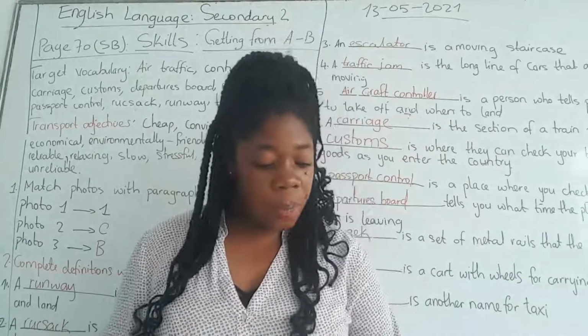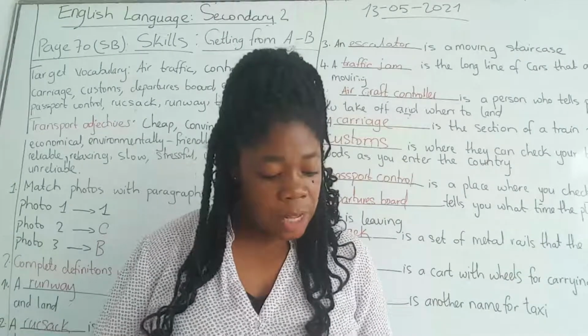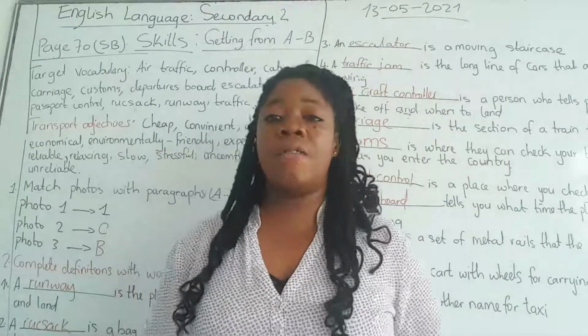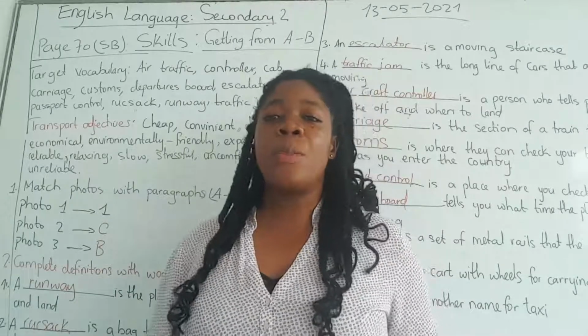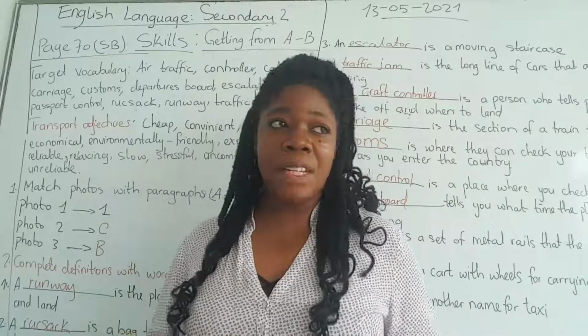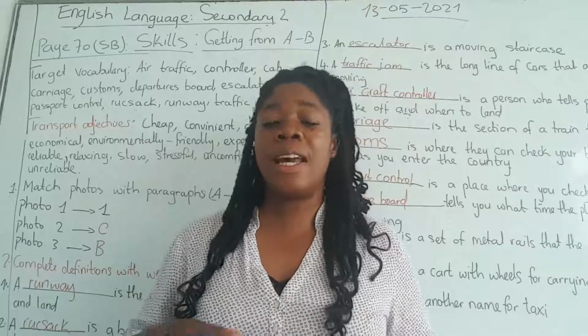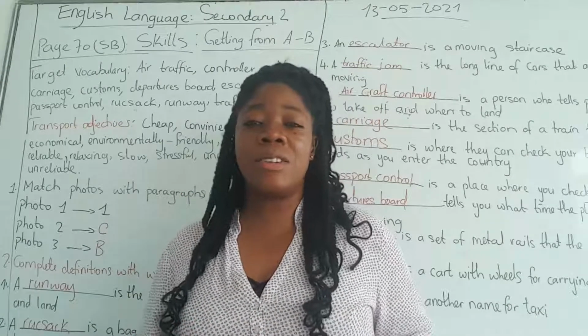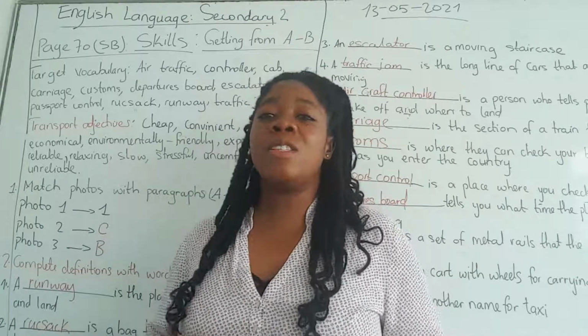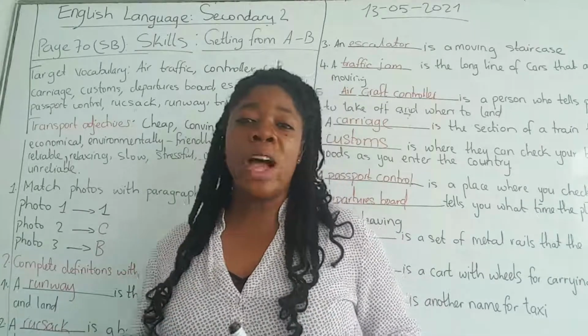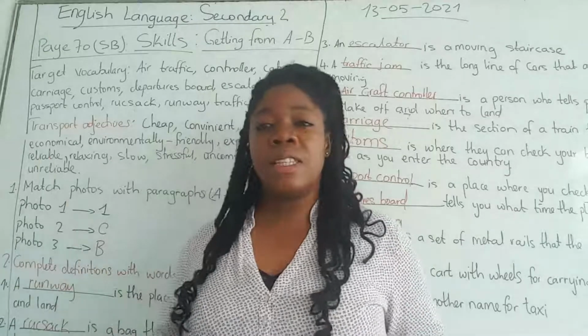I will give some examples. For example, traveling by bicycle is environmentally friendly, but that's an advantage of traveling by bicycle. It is environmentally friendly. And then the disadvantage of traveling by bicycle is that the bicycle is very slow. So I've given the advantage and the disadvantage.